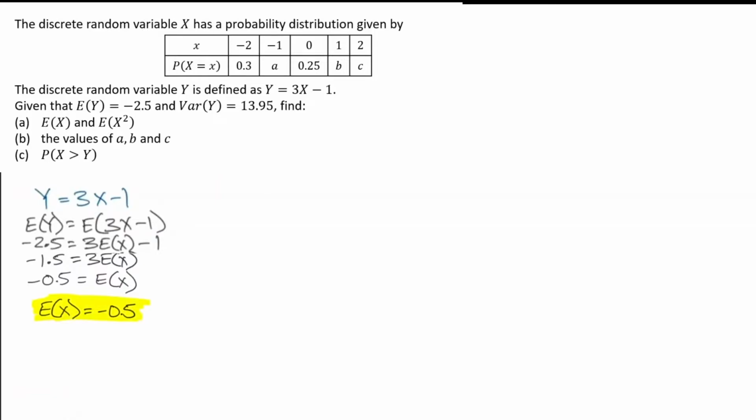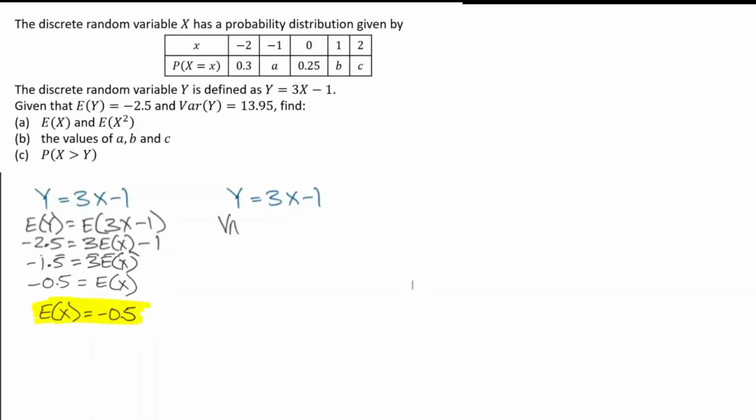I also need to find the expectation of x squared, but I don't have enough information to do that right now. But if I use a similar process for the linear function with the variance, I should then have the variance of x and the expectation of x, and with those two, I can find the expectation of x squared. So here we go. The variance of the left-hand side is going to equal the variance of the right-hand side. We know that adding and subtracting doesn't change the variance. It doesn't have any impact.